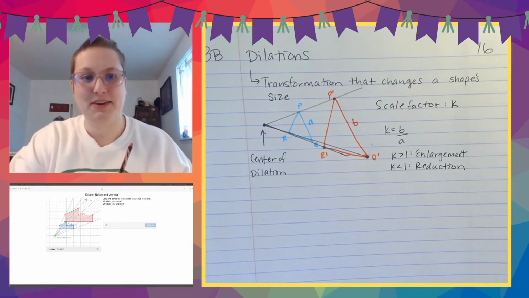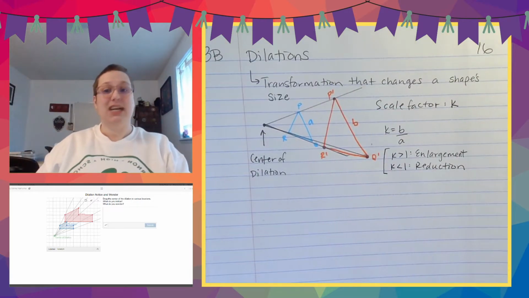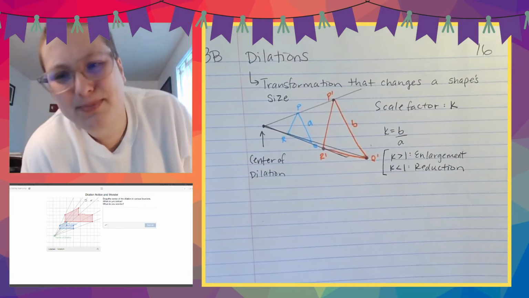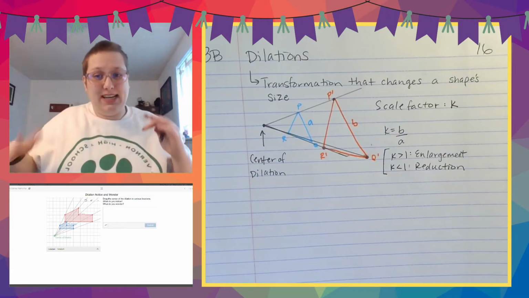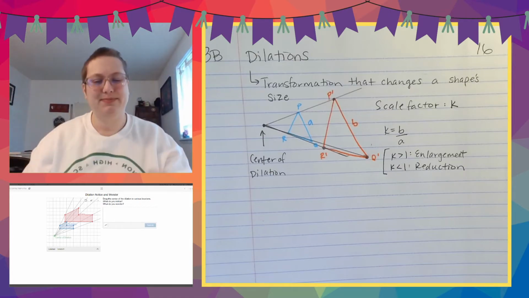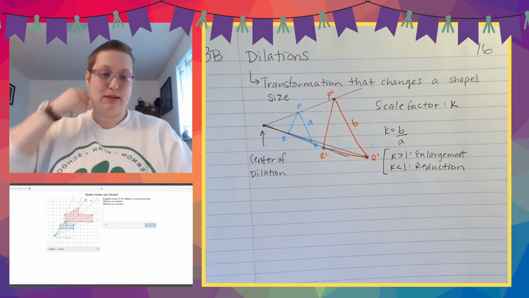So I just wrote that over in the notes for you. K more than 1 is an enlargement. If it's less than 1, it's a reduction. Those are words that mean that, right? If something gets bigger, it's being enlarged. If something gets smaller, it's being reduced. Don't worry too much about these words, but I did want to point them out for you.